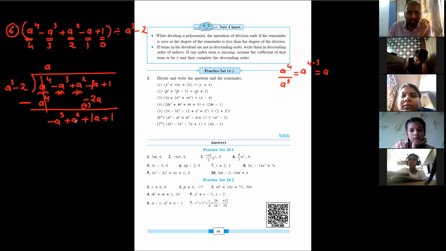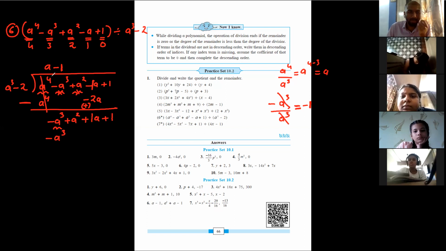So the next number that you have to eliminate is what? It is a cube. Sorry, minus a cube. So eliminate minus a cube by a cube. So a cube and a cube get cancelled. Over here it will be minus 1. So I'll write minus 1 over here. Okay, now next. I'll write minus a cube at the bottom.